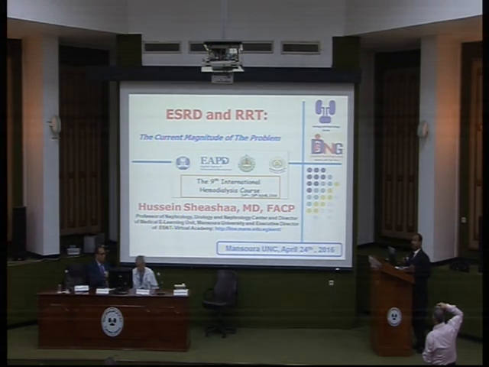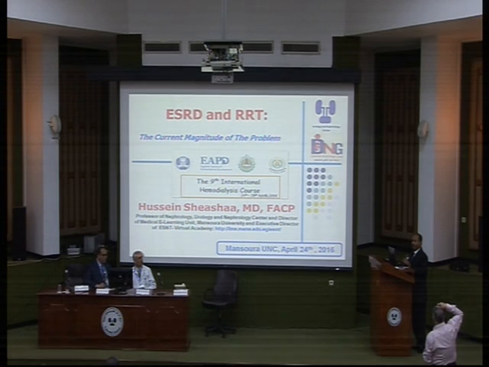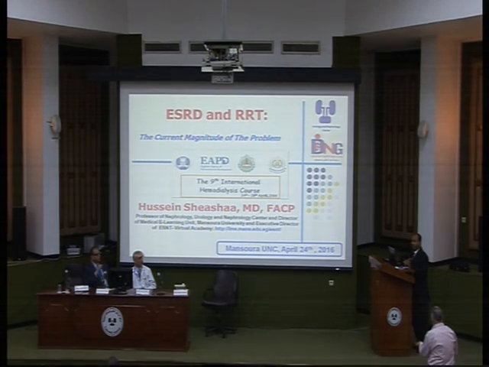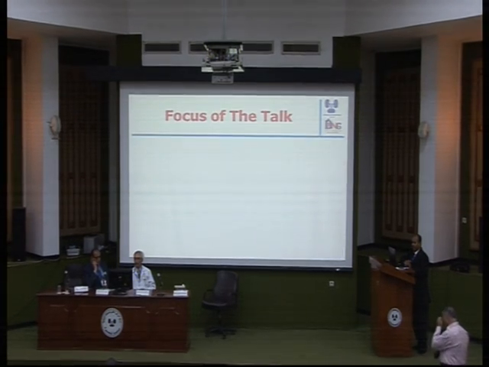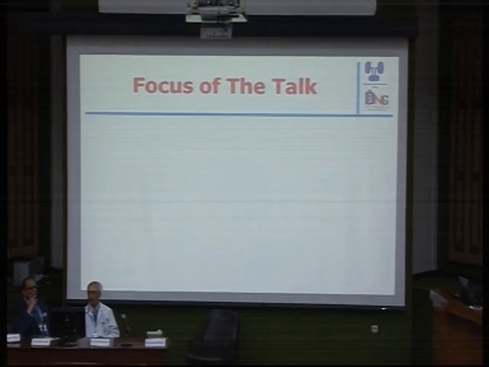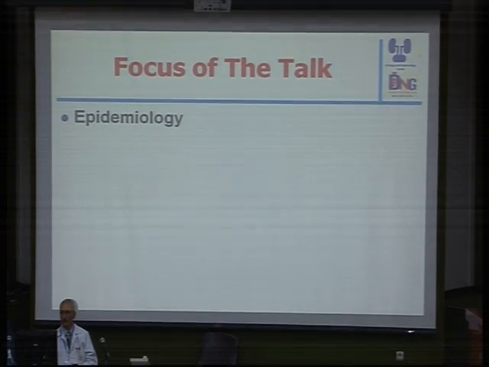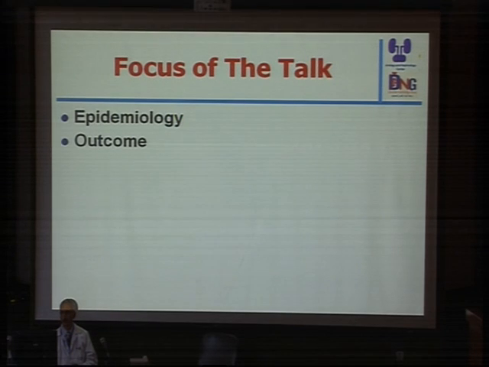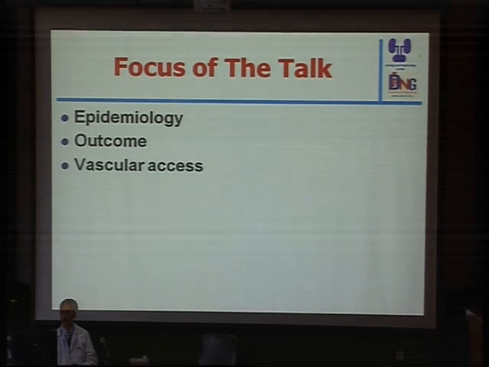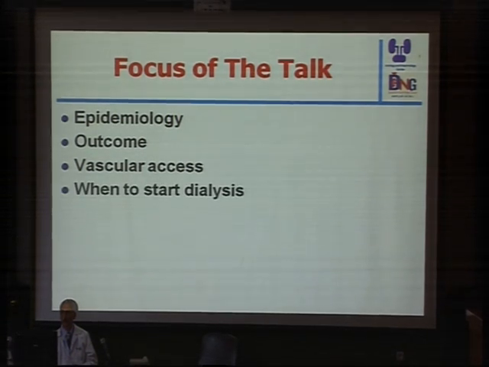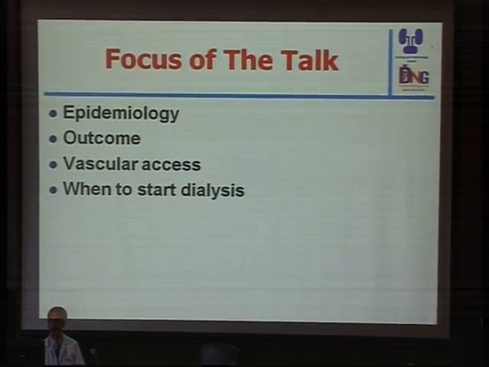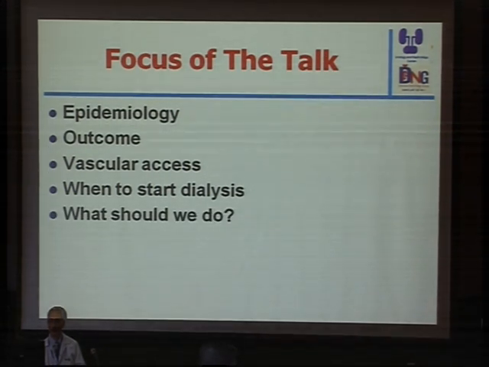In the next 30 minutes, I'm going to discuss with you the magnitude of the problem of interstitial disease and renal dysfunction. I'm going to discuss this topic under the following sectors: epidemiological points, what about the outcome, some points related to the vascular access. When to start the dialysis is a very difficult question. What should we do for these patients?